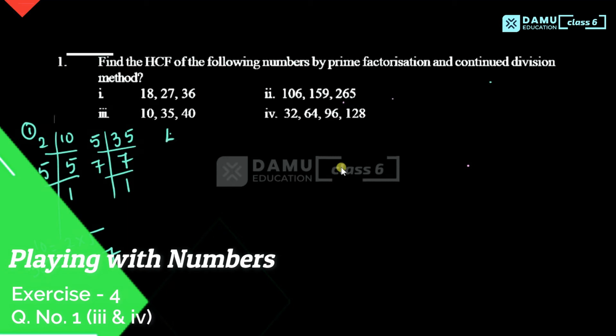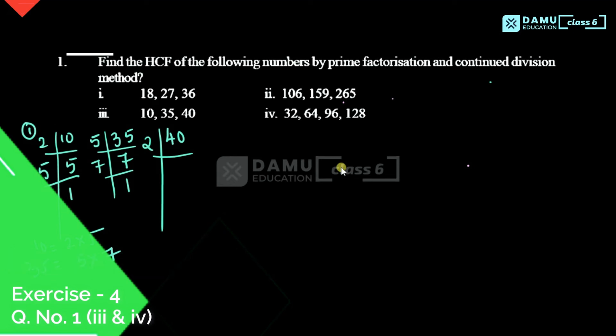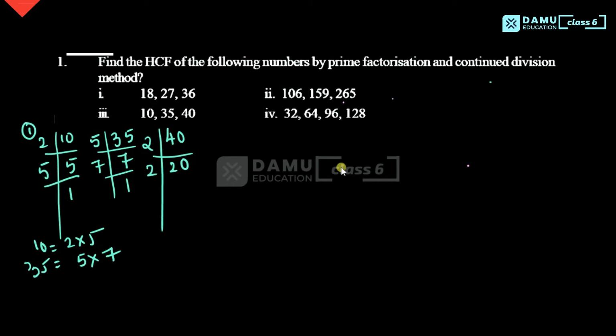Then 40, divide with prime factors. It is obviously divisible by 2. So 2 20s are 40. Then again 2 10s are 20, again you can take it as 2 5s are 10, then 5 1s are 5. So 40 you can take as 2 into 2 into 2 into 5.